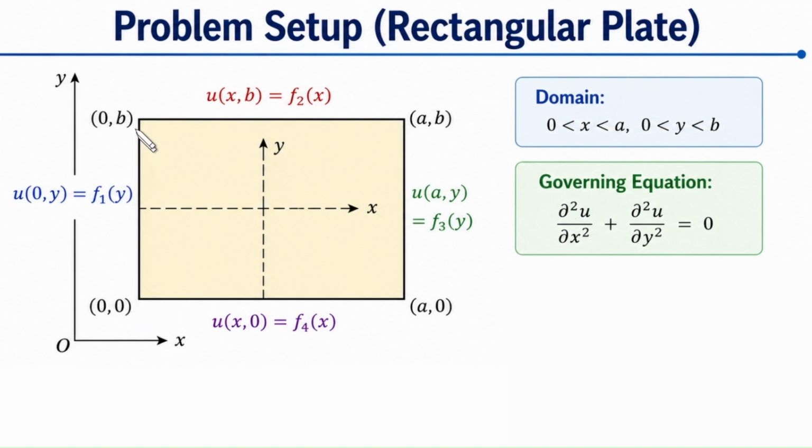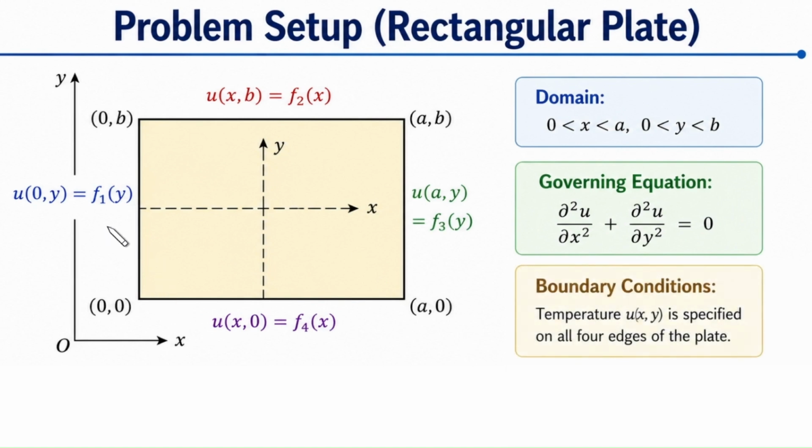Further, we have certain conditions on the boundary of this rectangular plate. The first condition: on this side, let's suppose the temperature is represented by F1. On this side, the value of x is 0, so we write u of 0, y is equal to F1. On the boundary where y is fixed at b and x is varying, u of x, b is equal to F2. On this side, x is fixed at a but y is varying, therefore we write u of a, y is equal to F3. On this side, x is varying but y is 0, and we take the temperature F4.